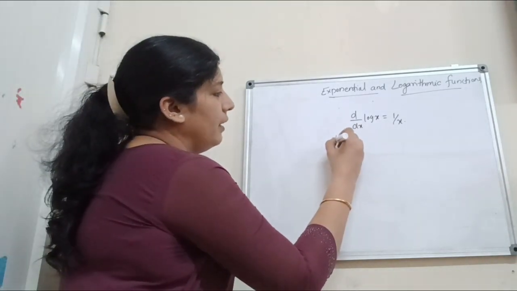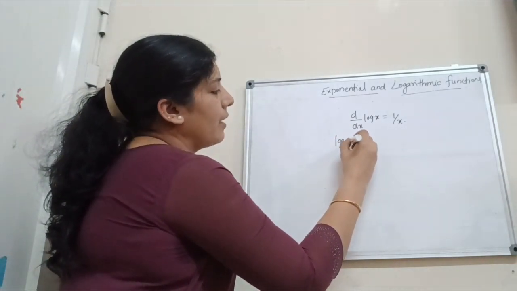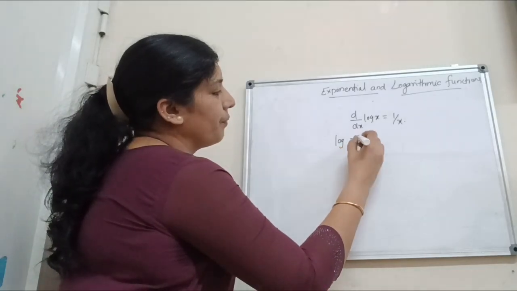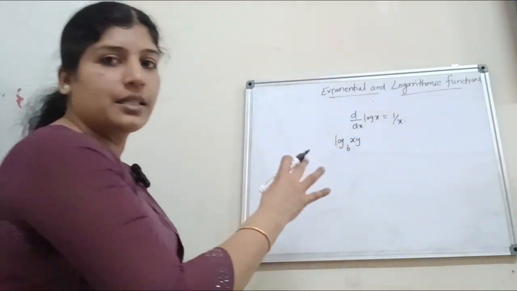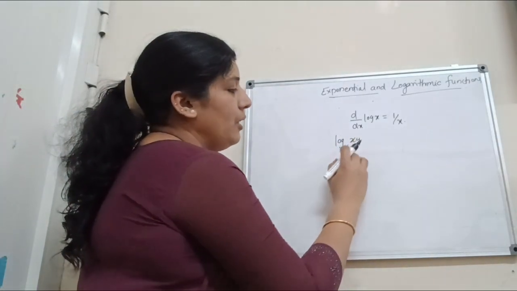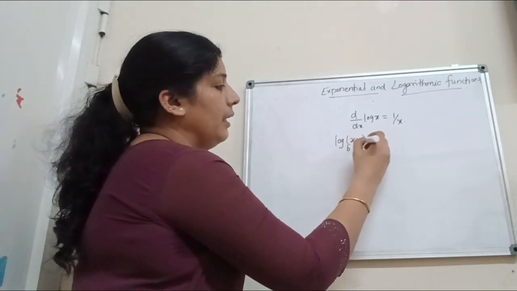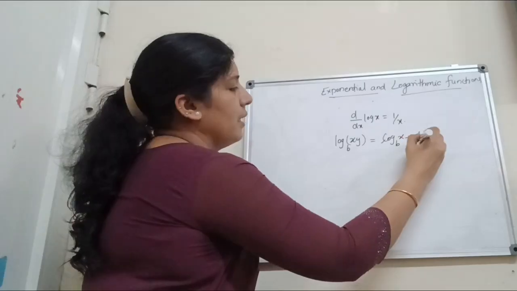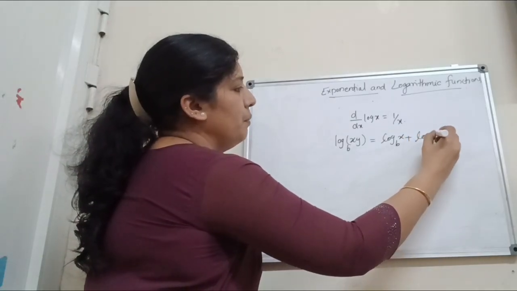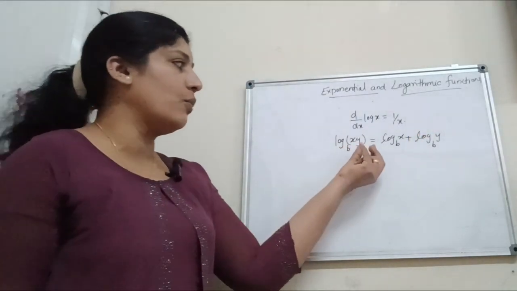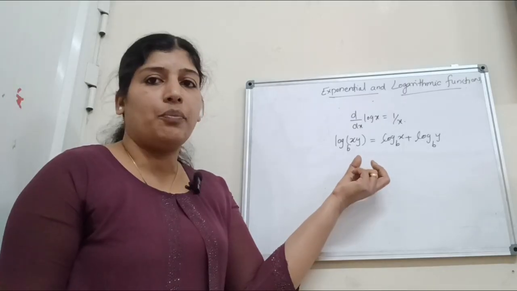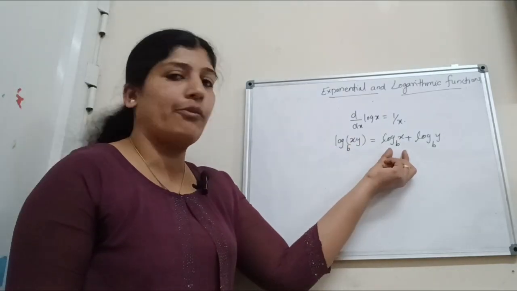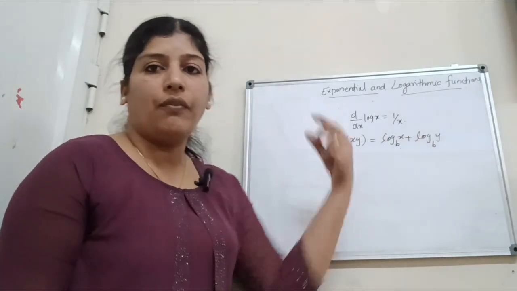Let us consider the logarithmic function log xy to the base b. How can we write it? It is equal to log x to the base b plus log y to the base b. First we can consider the product rule: log of xy is equal to log x plus log y.